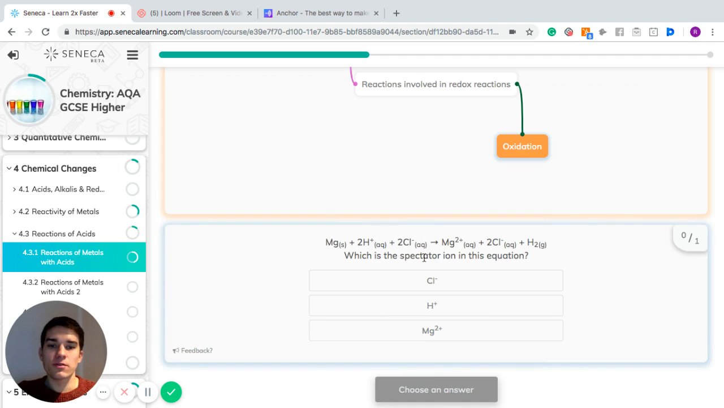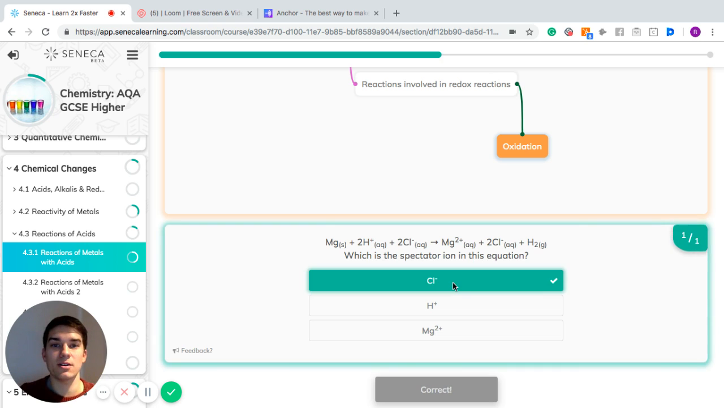Now, which of the following is the spectator ion in this equation? Magnesium plus hydrogen ions plus chlorine ions goes to a magnesium ion and a chlorine ion and hydrogen gas. Remember, the spectator ions are the ions that don't change. The only one here that is present in both the reactants and the products is the Cl-. Therefore, that one is the spectator ion.